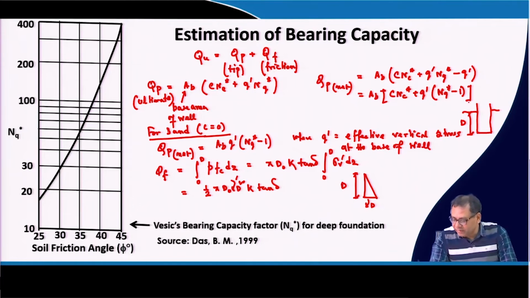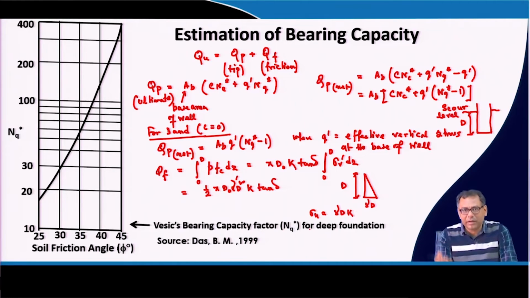So, along that there will be a friction between the soil and the well. So, this is the scour level, and below that this is d. So, this is gamma d. Then the horizontal stress that will act, sigma h, will be gamma d into k, and then that we have to multiply with tan delta, that will give you the frictional resistance along the shaft.